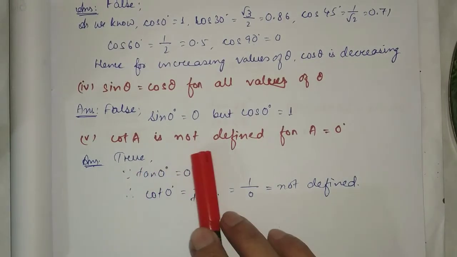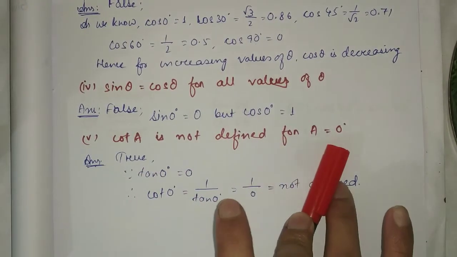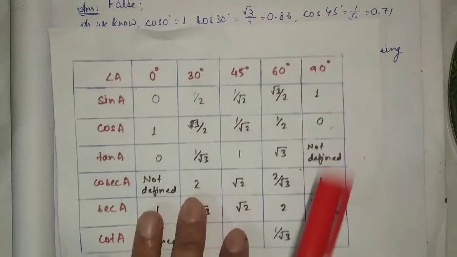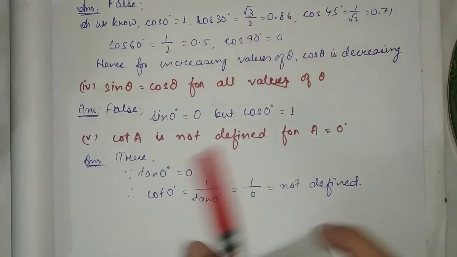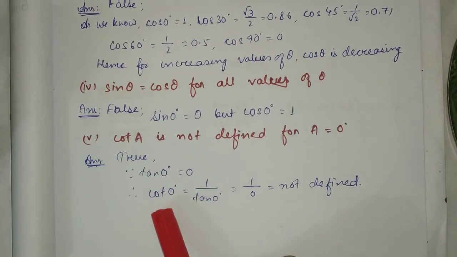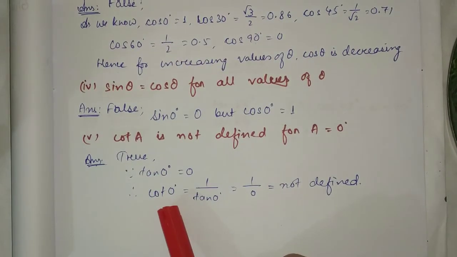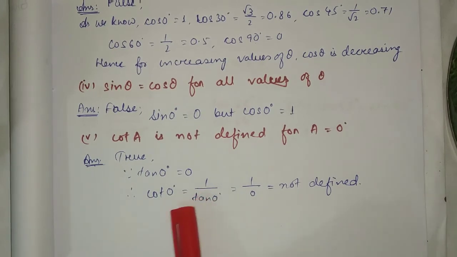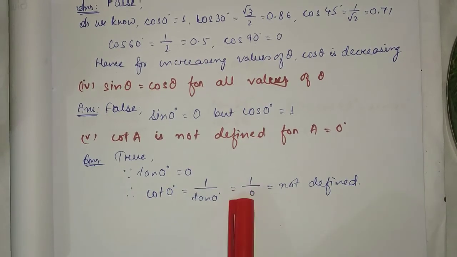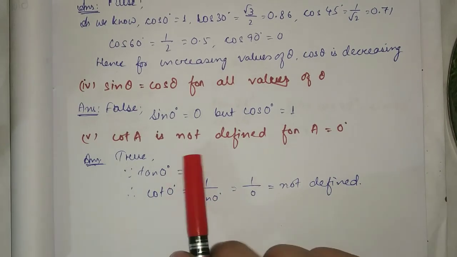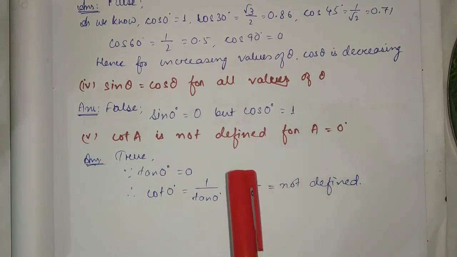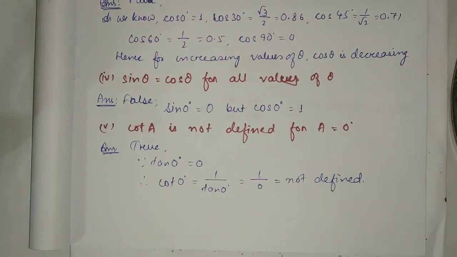And the last problem is: cot A is not defined for A equal to 0. Now what we do is we know the value of tan 0 degree to be 0, and we know the cot of any angle is the reciprocal of tan of that angle. So cot 0 becomes 1 by tan 0, and we put the value of tan 0 as 0, and 1 by 0 we know is not defined. So the value of cot A is not defined for A equal to 0.